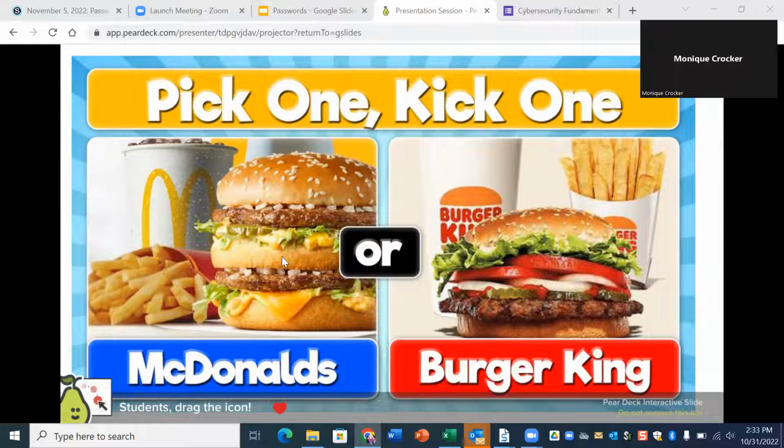I would go with the Burger King burger, but the McDonald's fries, hands down. Oh yeah. Definitely those fries, you can't beat them. I wish they had them when we were younger. Those were great.